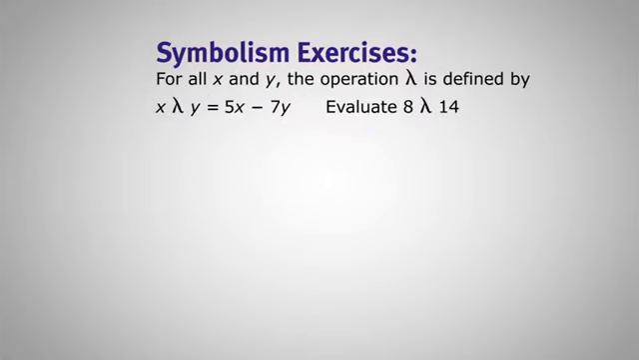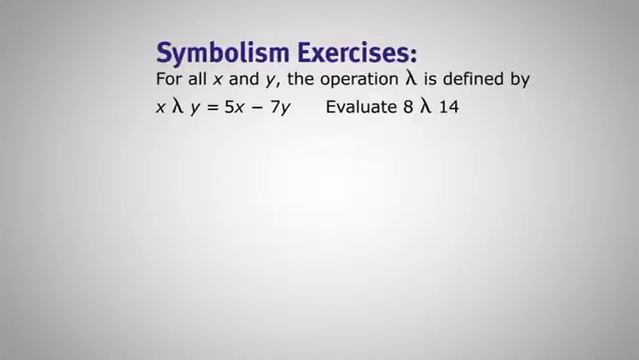Now let's take a look at number 4. The question reads, for all x and y, the operation lambda is defined by x lambda y equals 5x minus 7y. The question asks us to evaluate 8 lambda 14. In this example, we have a variable to the left and to the right of our special symbol. So when we look at what we're asked to evaluate, we need to follow the same patterns. 8 must correspond to x because both of them are to the left of the special symbol. 14 corresponds to y because both are to the right of the special symbol.